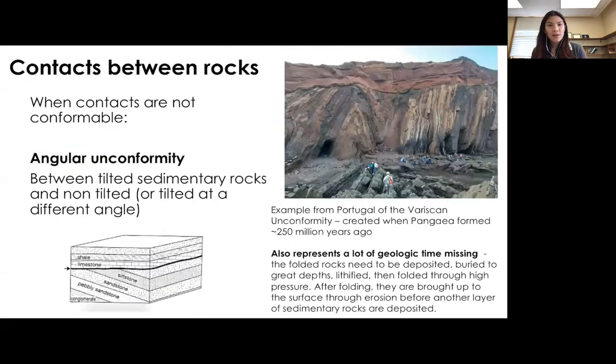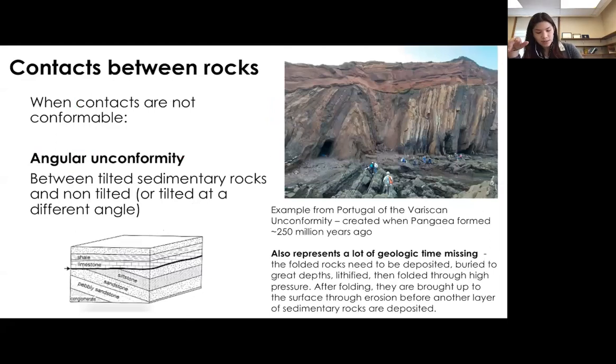Another type of contact is angular unconformities. Now we're in contacts that are between sedimentary rocks. However, in this case, one sedimentary rock, the lower one, has undergone some tilting, and so it's no longer in its original horizontal position. So this is what that first picture at Siccar Point was showing us, an angular unconformity.